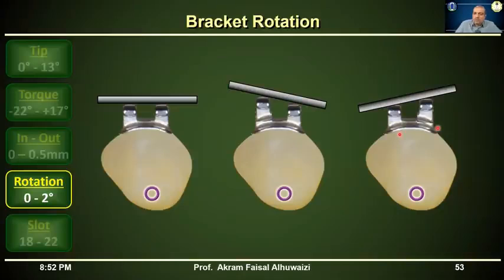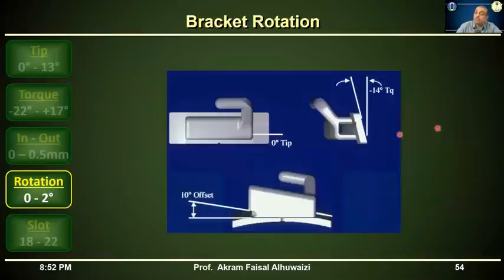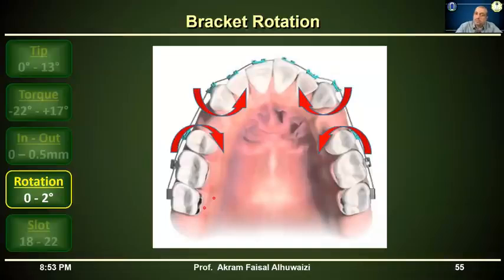Nowadays, manufacturers rarely build rotation into brackets, but they commonly do it in molars. On molar buccal tubes, you always have an amount of offset, an amount of rotational control of 5 or 10 degrees. So why is this important?